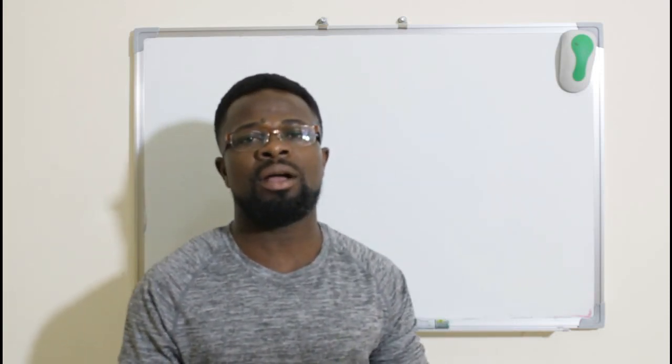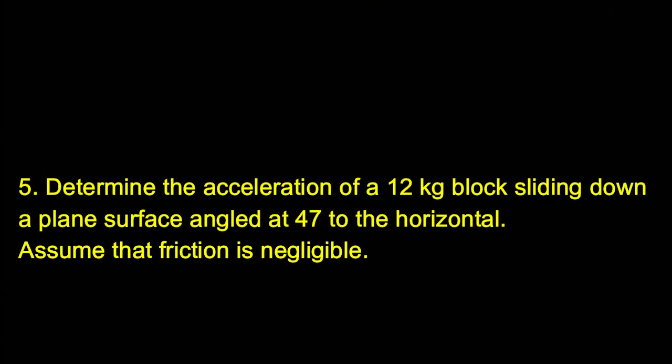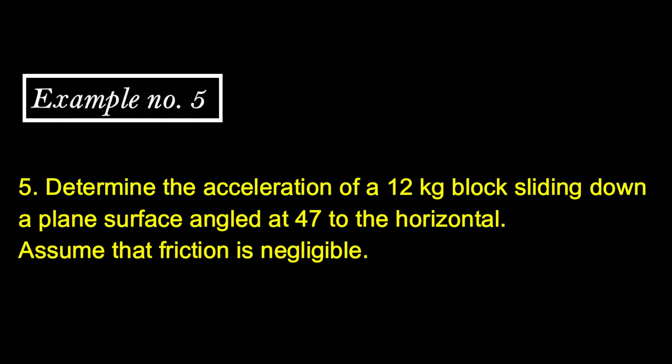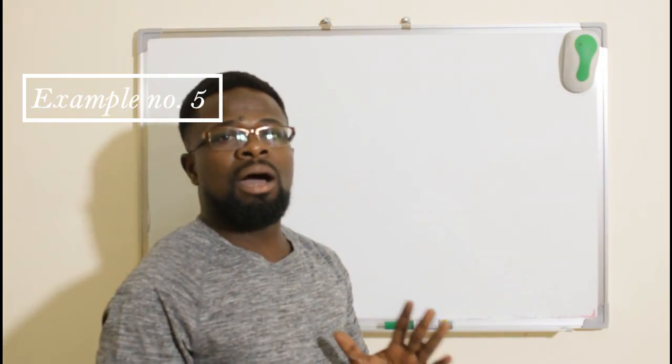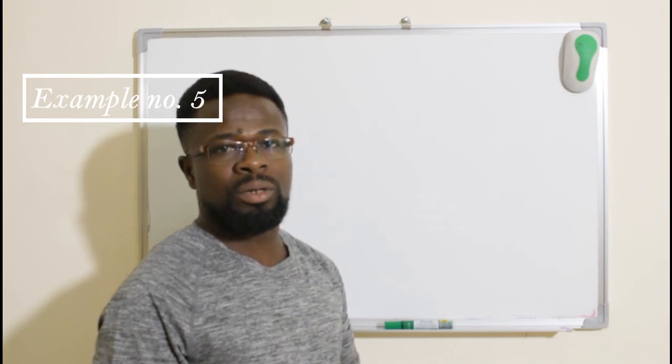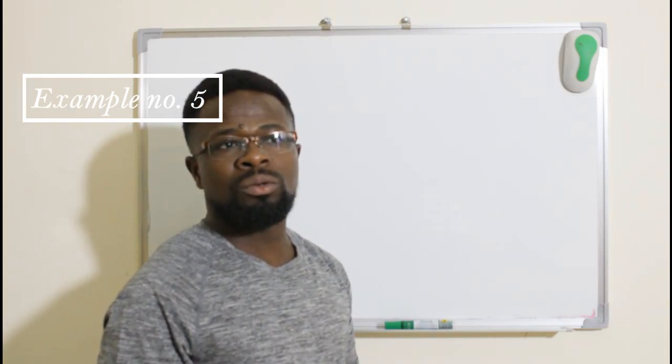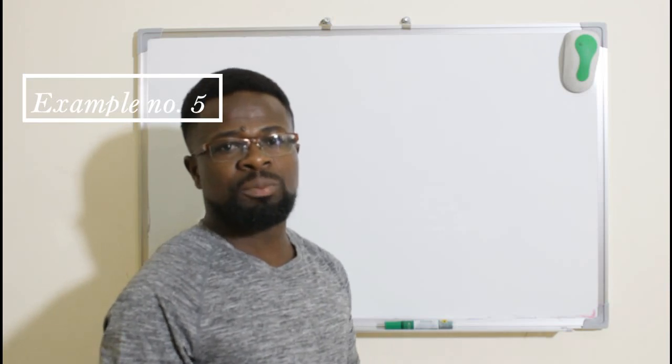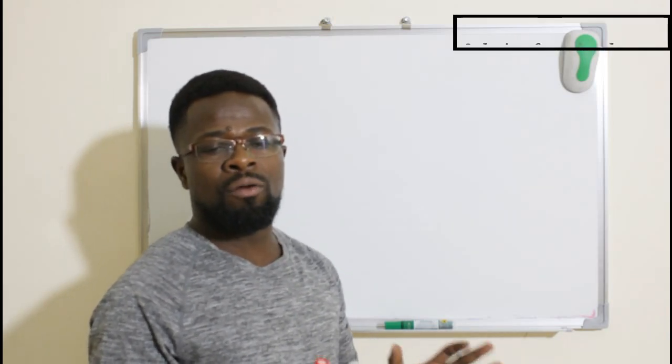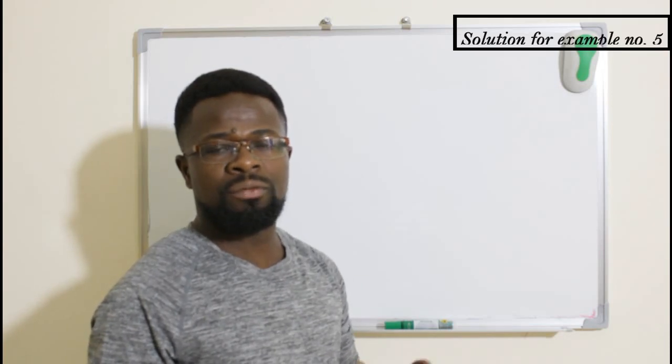Okay, now let's look at example number 5 and look at some work on the inclined plane. Example number 5. Determine the acceleration of a 12 kg block sliding down a plane surface angled at 47 degrees to the horizontal. Assume that friction is negligible. Now let's look at this and solve the problem together. The first thing I want us to look at is, let's try as much as possible to get a pictorial view of what we have, and then we can solve the problem.